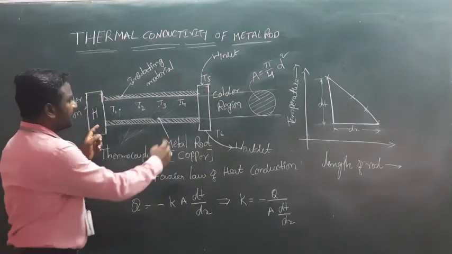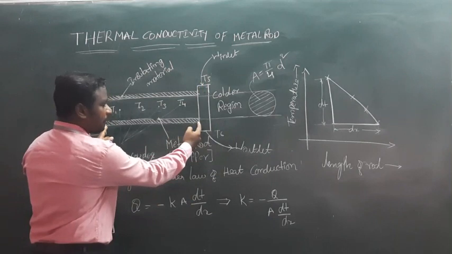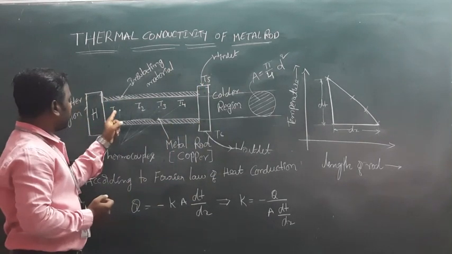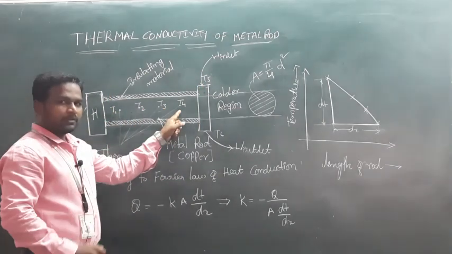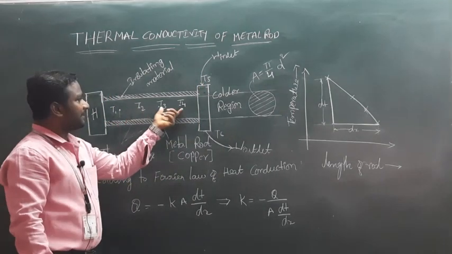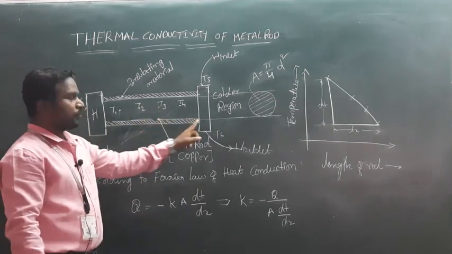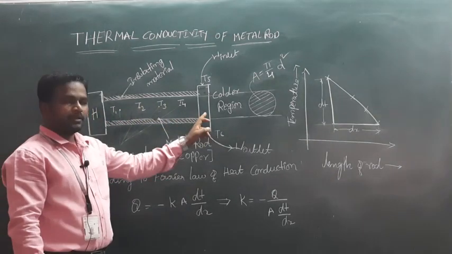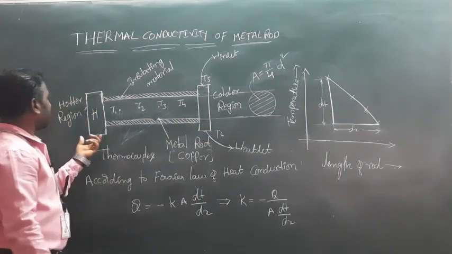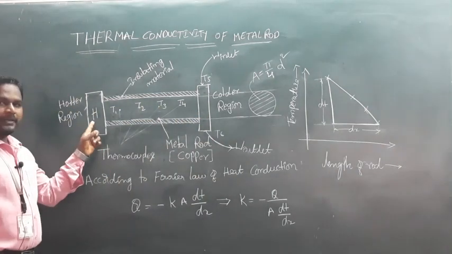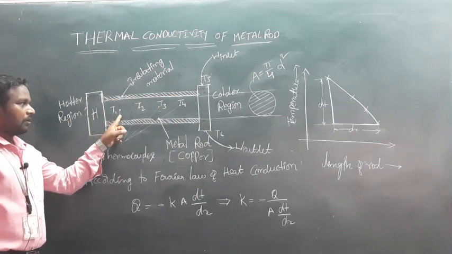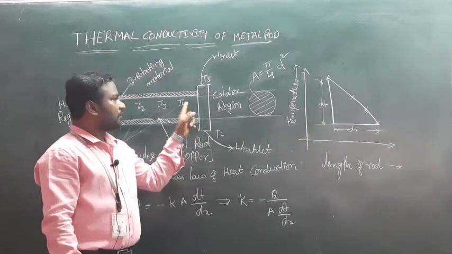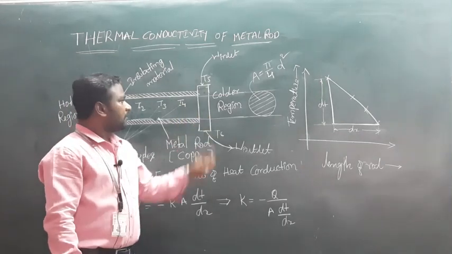Observe this diagram. This is the rod, and the length of the rod is 400 mm. Four thermocouples are mounted on the rod at equal distances, and two ends are provided to the rod. One is the hotter region and the second one is the colder region. In the hotter region, one heater is provided to give the heat input to the rod, and on the other side a water jacket is provided to absorb the heat from the rod.